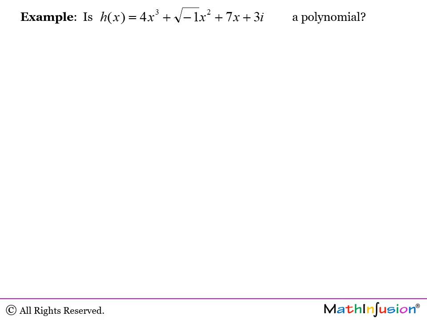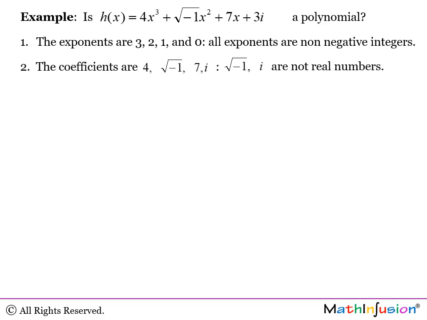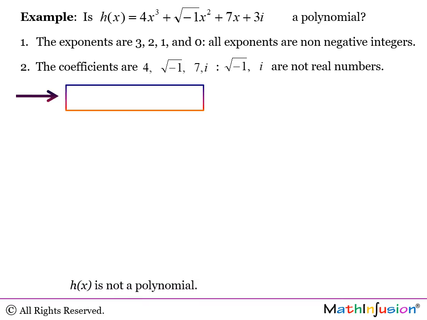Example. Let's go over the checklist. The exponents are 3, 2, 1, and 0. All exponents are non-negative integers. Here is the list of the coefficients, and you can see that we have two coefficients which are not real numbers. It's a square root of negative 1 and i. We conclude, then, that h(x) is not a polynomial.